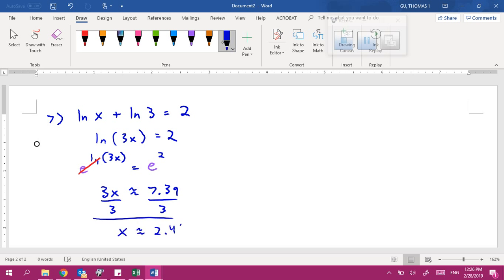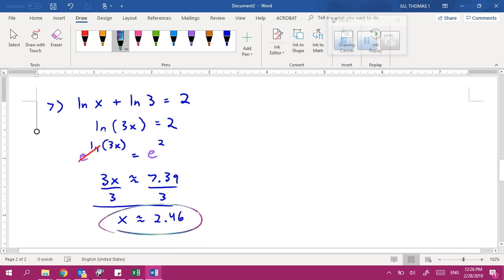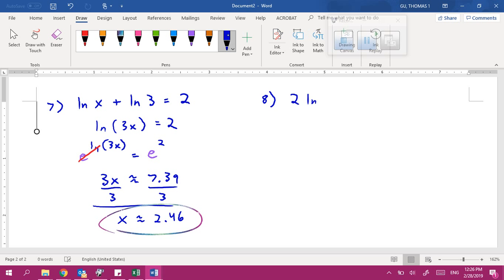That is correct. X is approximately 2.46. Very good. Nice. Easy. All right, what about this one then? 2 ln of x minus ln of 7 equals 1.